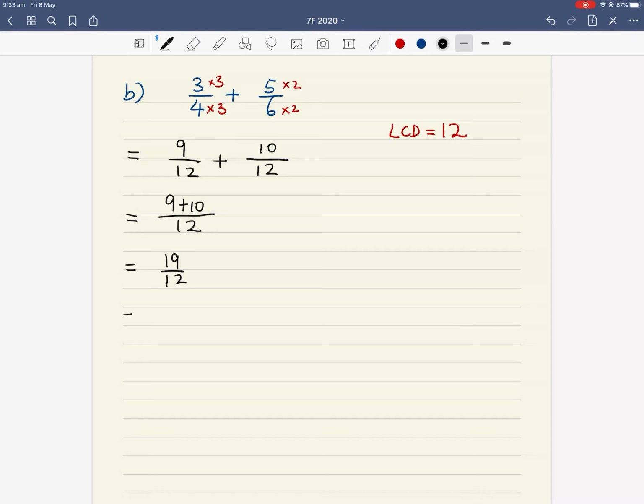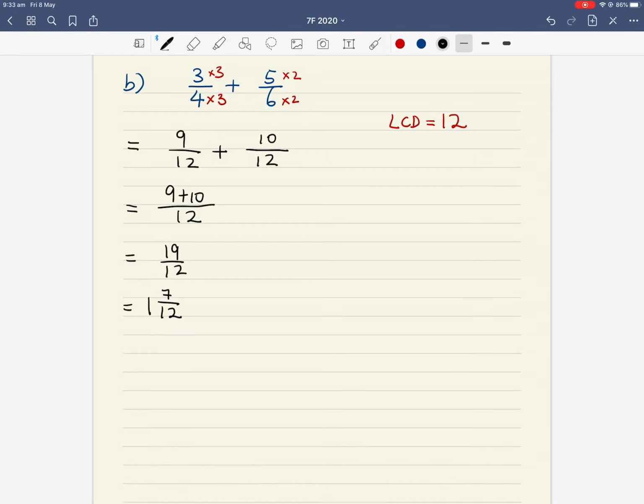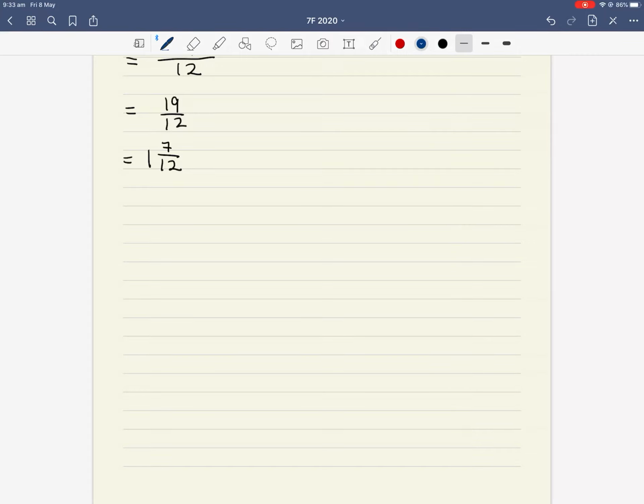Can we simplify this? Yeah, we can turn it into a mixed number. So 12 into 19 is 1 whole, and remainder 7, because 19 minus 12 is 7. So that's 7 over 12. Can you simplify that anymore? 7 over 12? No, because 7 is a prime number, so that's our final answer. Let's do one more, part C.